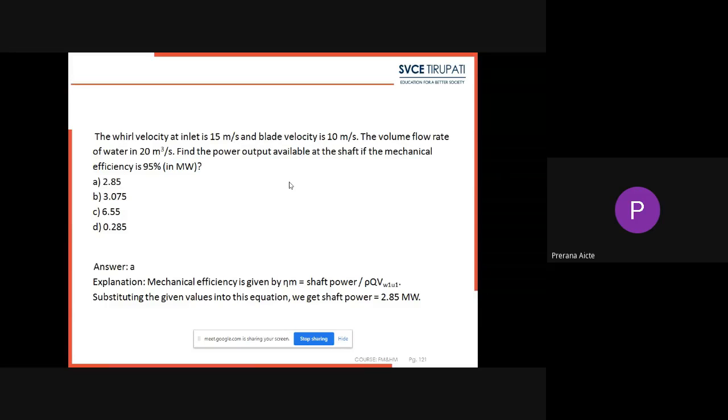Next problem. The whirl velocity at inlet is 15 meters per second and blade velocity is 10 meters per second. The volume flow rate of water is 20 meter cube per second. Find the power output available at the shaft if the mechanical efficiency is 95% in megawatts. So mechanical efficiency is given as eta m equals shaft power by rho Q into Vw1 into U1. So substituting the given values in this equation, we get the shaft power as 2.85 megawatts.